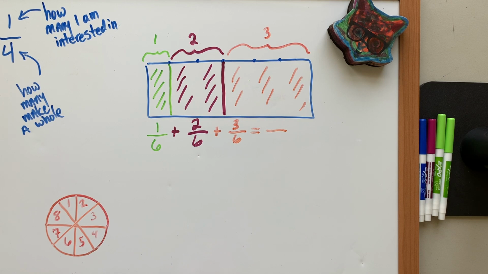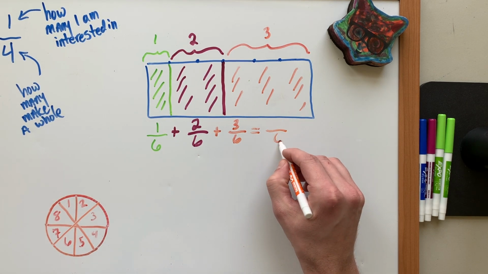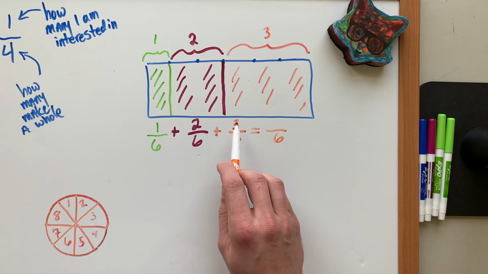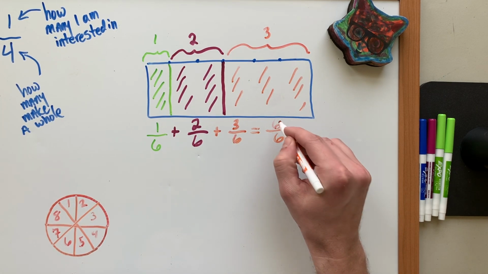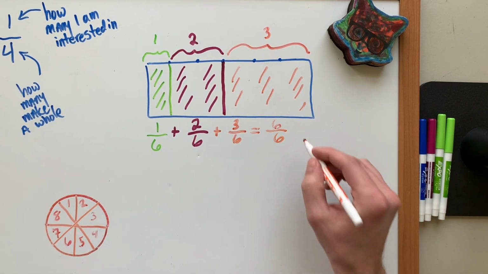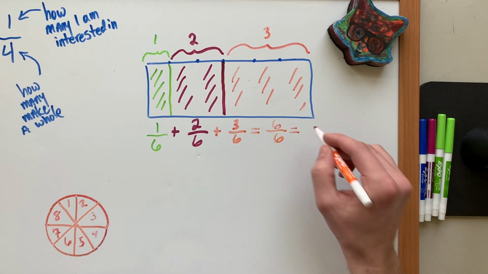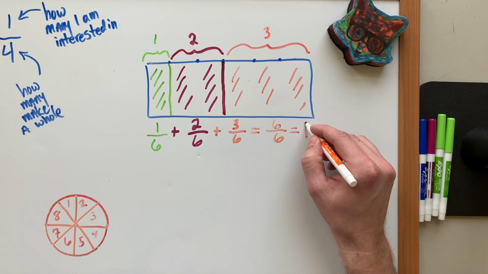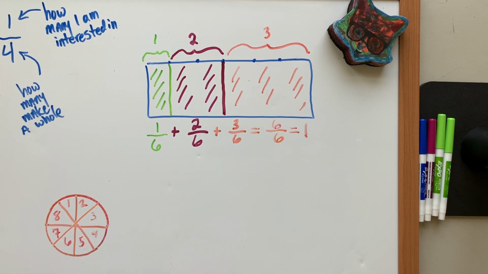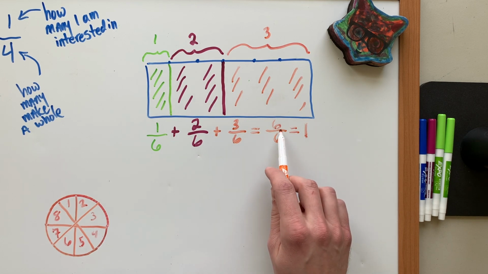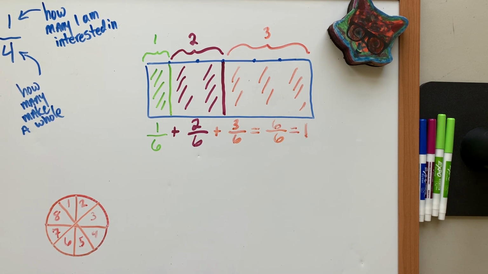When you add fractions with common denominators, your answer is going to have that same denominator. And then what you do is you add the numerators. 1 plus 2 plus 3 is equal to 6. And it's important to remember that with fractions, any number divided by itself equals 1. 1 means the whole thing. It's complete, all of it. So here, you've added 1 section plus 2 sections plus 3 sections equals all 6 of them. You've completed the whole yard.